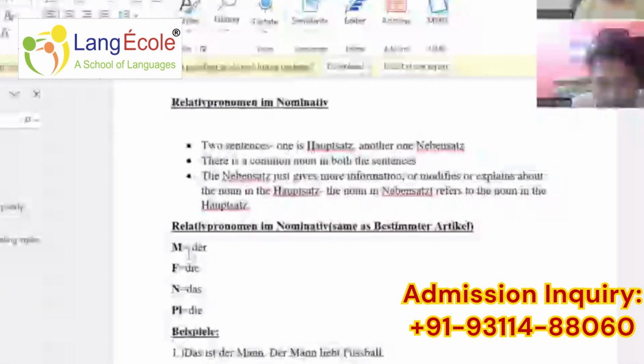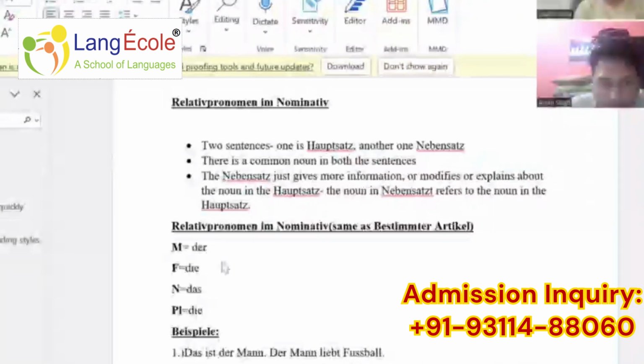Okay. Now, how do we actually use the relative pronoun in nominative? The relative pronouns that you have in nominative are exactly the same as your bestimmter Artikel. So you do not have to learn any new word for that matter. For masculine, you will use der. For feminine, you will use die. For neutrum, you will use das. And for plural, you will again use die.